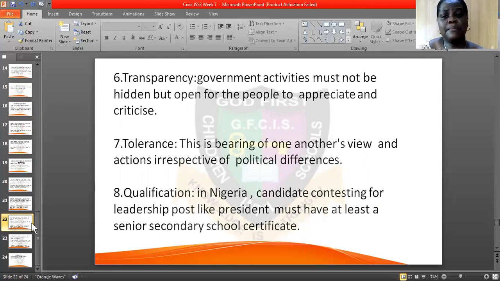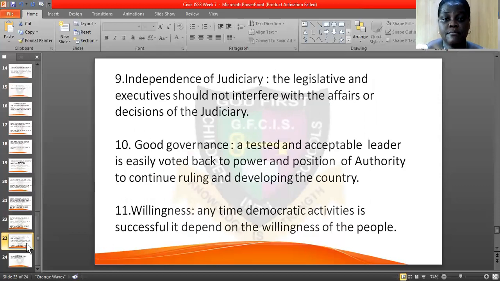And we have another one, which is qualification. In Nigeria, candidates contesting for leadership posts like president must have at least secondary school education, which is why qualification matters. Without your qualification, you cannot be in the office that you are expected to be.